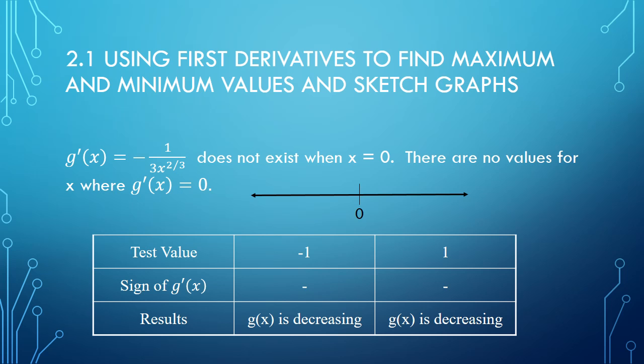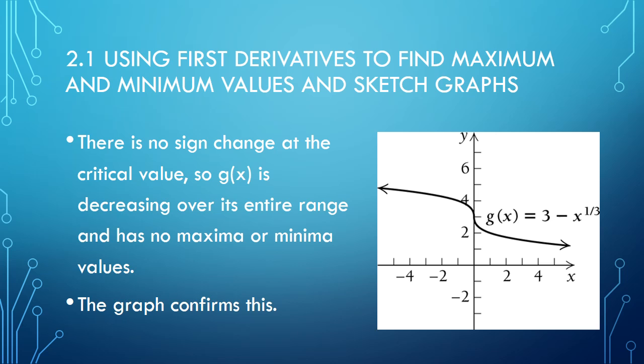So we're going to try on either side, and we see that there is no sign change. Because there's no sign change, it's decreasing over the entire range. There is no maximum or minimum. When you look at the graph, you see why the derivative doesn't exist there. It's because we have a vertical tangent.